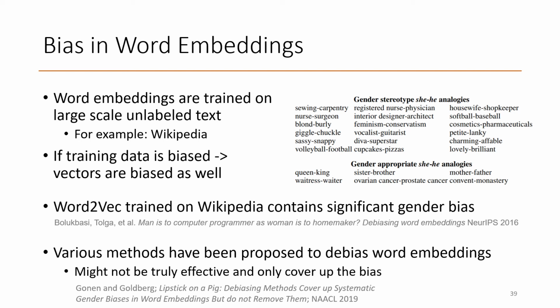And the good thing about word embeddings is that because we only have one vector for one word in our vocabulary, we can make those comparisons and those analyses to find the bias in that way. Various methods have been proposed to debias word embeddings. However, we also have studies that show those debiasing methods might not be truly effective and only cover up the bias.